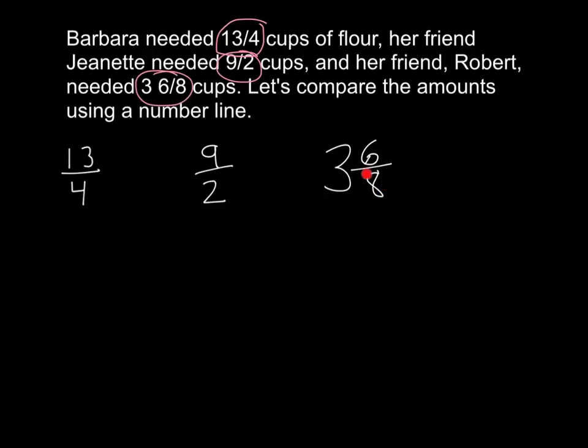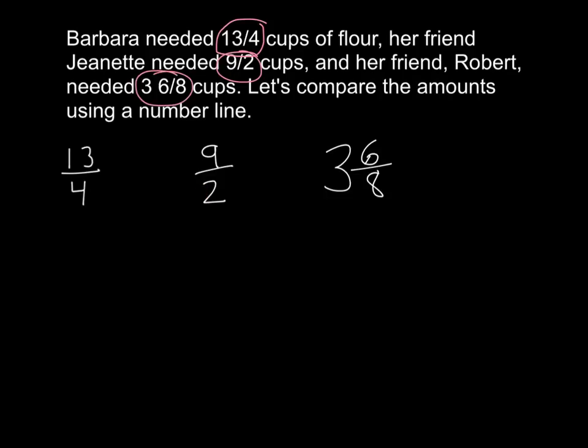And the next thing I want to look at is the size of my units. Here I have eighths, halves, and fourths. So since all the unit sizes are different, I can't just look at the numerator to decide. The next thing I want to think about is the fact that this one is written as a mixed number, but these two are written as improper fractions. So to help make comparing these easier, I am going to turn these two fractions into mixed numbers.